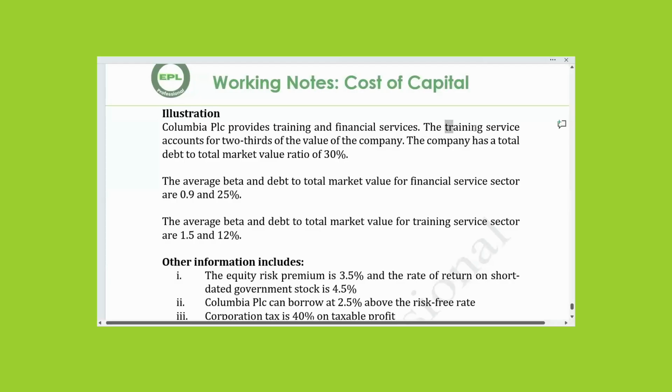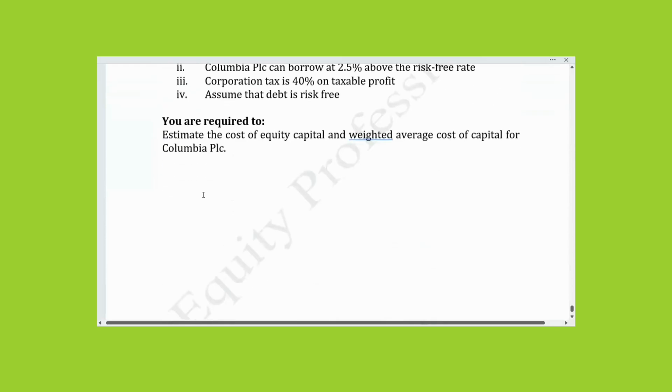Also, when you look at the question, the examiner told you that training service accounts for 2/3 of the value of the business, which means that the financial service will account for 1/3 of the market value of the business. So you are given information specifically for each business activity: the beta value and the debt equity proportion of training as well as financial services. When you have this kind of information and you want to calculate WACC, it has to be WACOCA. So I would then begin the solution.